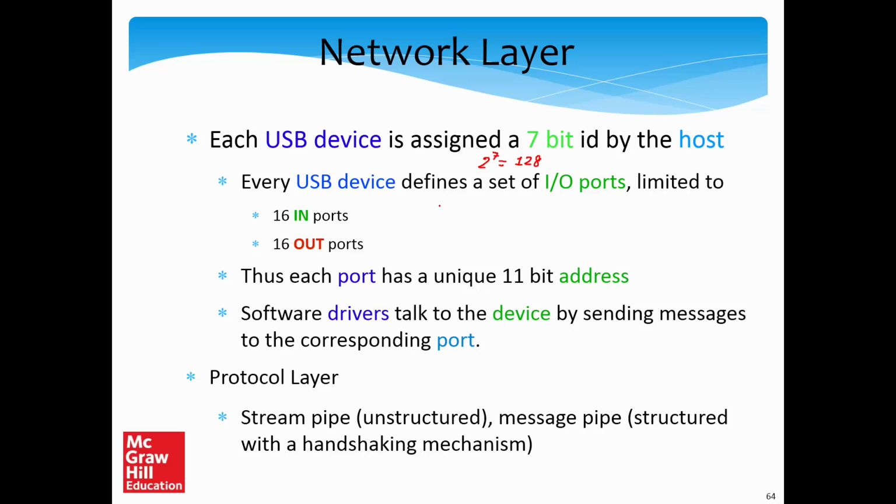So every USB device, furthermore, defines a set of I/O ports. So recall that a port is both a physical thing because it allows you to connect, and also a logical abstraction. So every USB device typically has 16 in ports and 16 out ports. Since each is 2 raised to the power 4, a port has a unique 11-bit address, which is the 7-bit device ID and the 4-bit port ID.